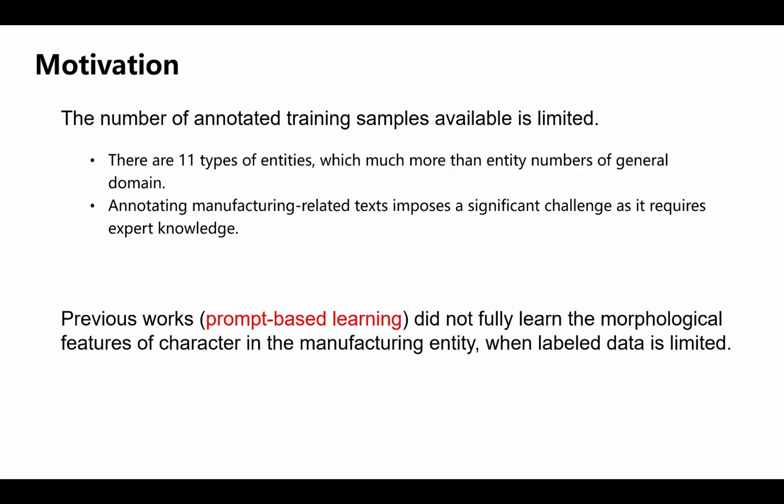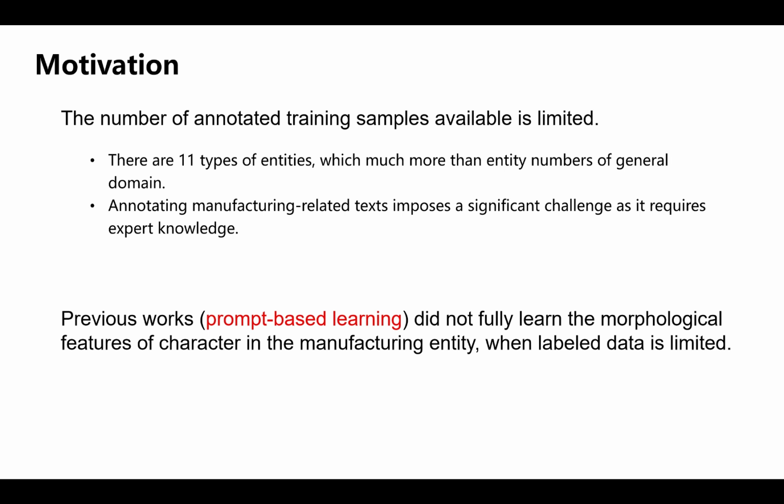Diving into the actual production of the paper, we start with the motivation. Two main characteristics of manufacturing-related texts result in a limited number of annotated samples available for training. First, there are 11 types of entities, which is much more than the entity numbers of the general domain. Therefore, there are fewer entities of each type compared to the general domain in datasets with the same number of sentences. Second, the annotation of manufacturing-related text imposes a significant challenge as it requires expert knowledge.